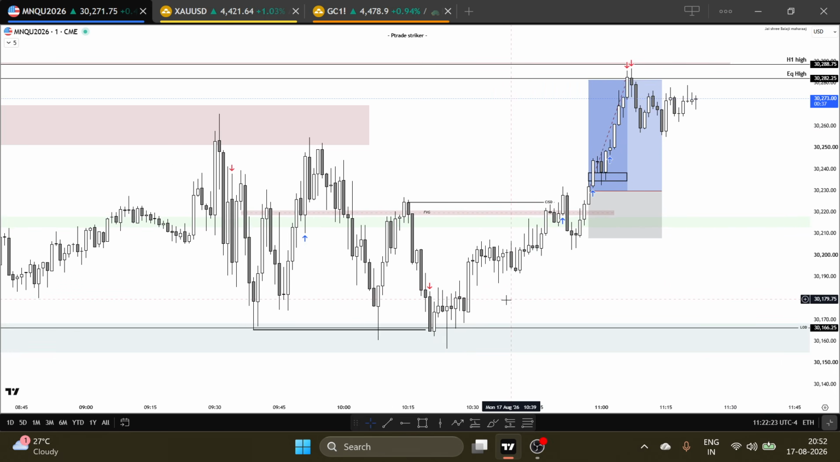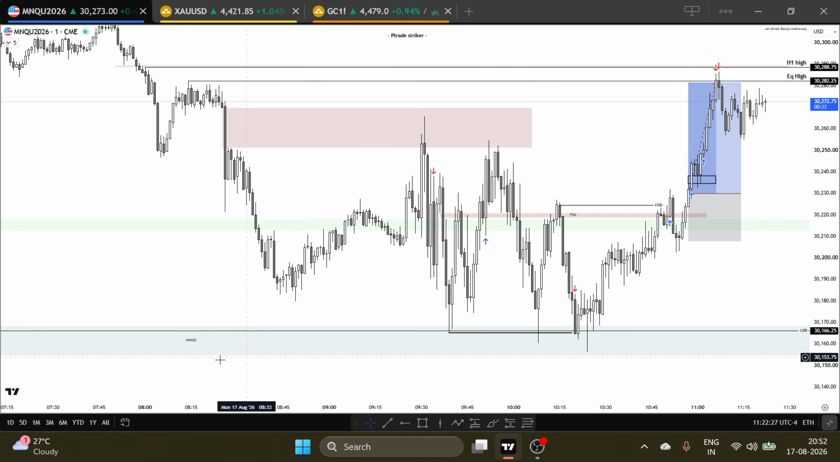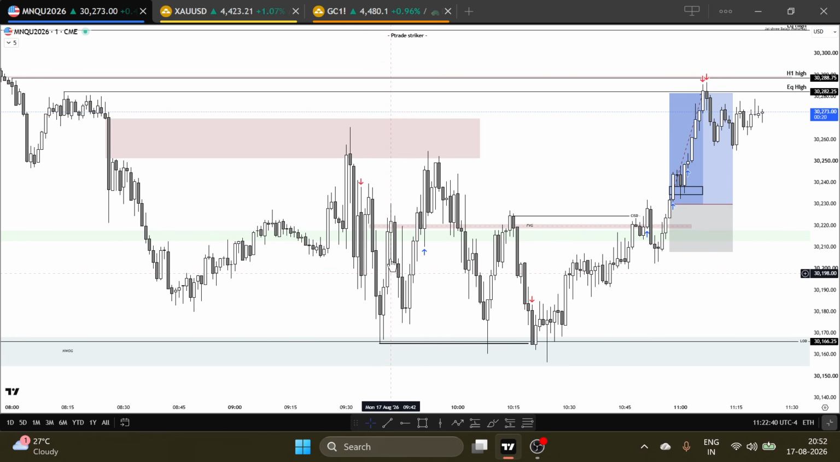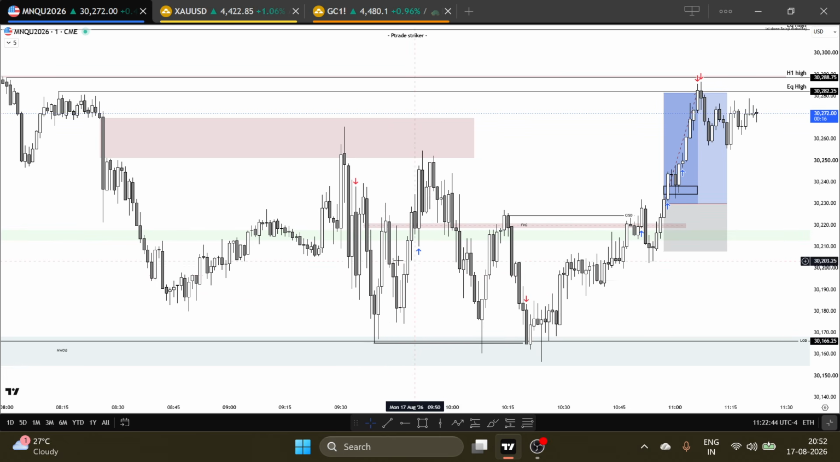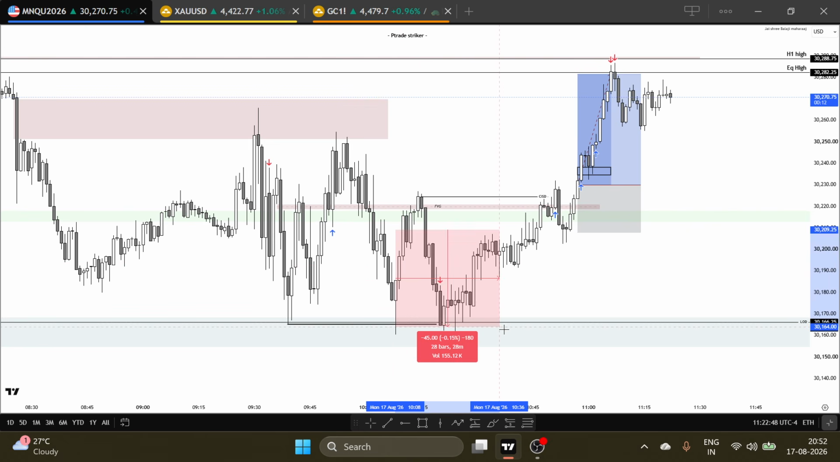What was my mistake? My mistake, I should have kept my eyes on this NWOG, right? And I should have trailed my SL to break even as price respected this NDOG, as price reacted from this NDOG. Price gave me a chance, but I was waiting for price to break this low, then I would trail my SL, but unfortunately, price hit my SL, and this trade was, let's say, a stupid trade.